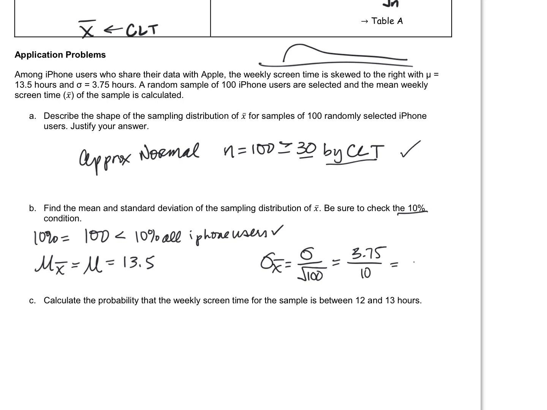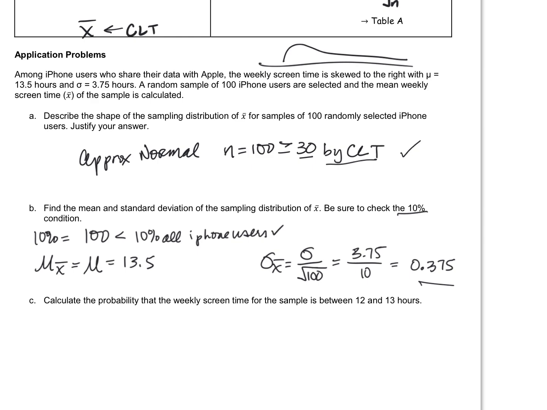10, which means I move my decimal one place to the left. You have a calculator if you don't. It's less than or equal to. Yeah. All right, so I have my new standard deviation. It went down quite a bit, didn't it?